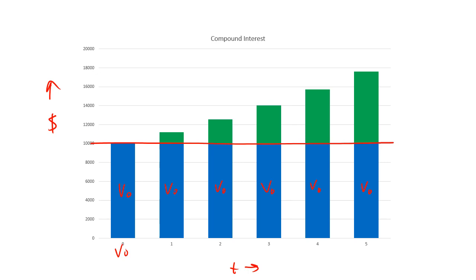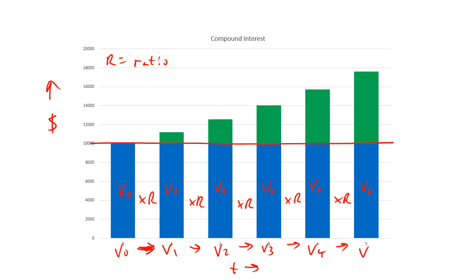But we don't have a constant difference. We're not adding a difference. To get to the next term, to get from V naught to V1, you have to multiply by R. R is for ratio. So R is a ratio. To get from V1 to V2, you have to times by R. There's our V2, and then we times by R, and we get V3, and we times by R, and we get V4, and we times by R, and we get V5. So we have to multiply by this constant ratio.